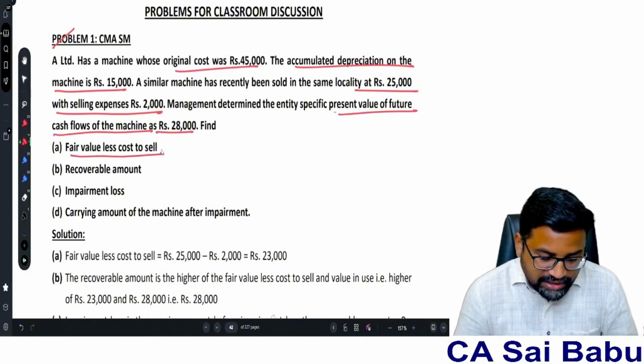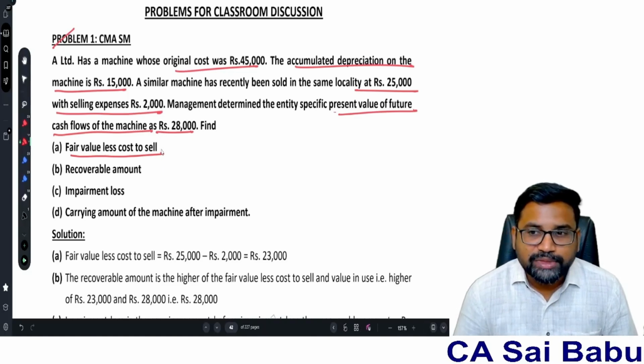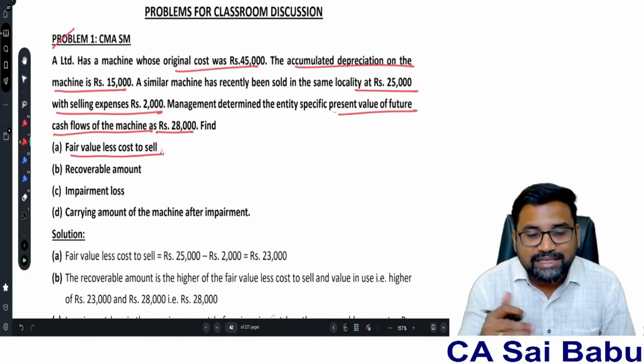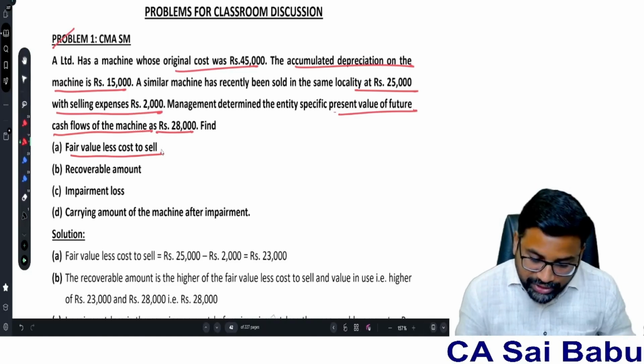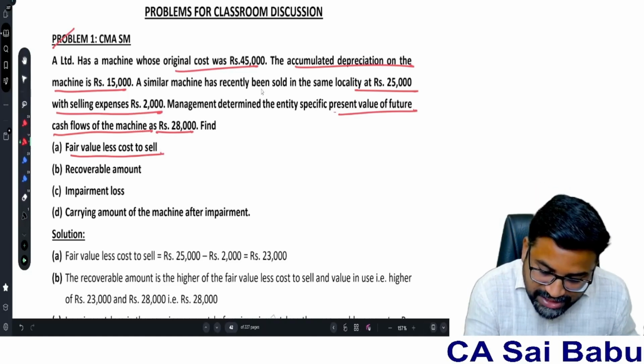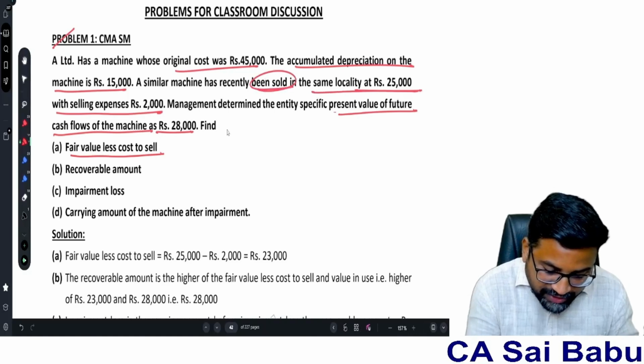So what is the fair value less cost to sell? What is fair value? Fair value means here, if I sell this asset in the market right now, what is the amount I am going to get? See here, a similar machine recently been sold in the same locality at 25,000.